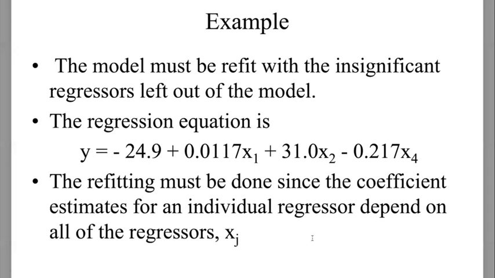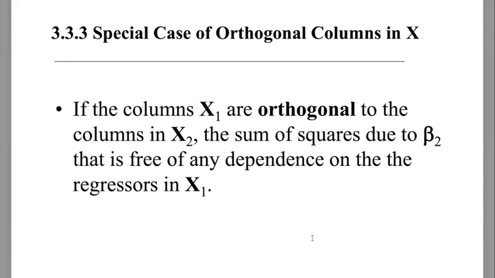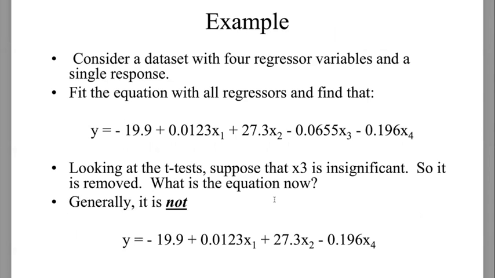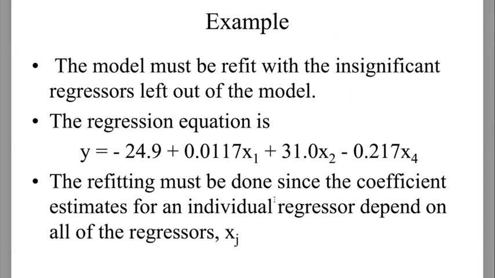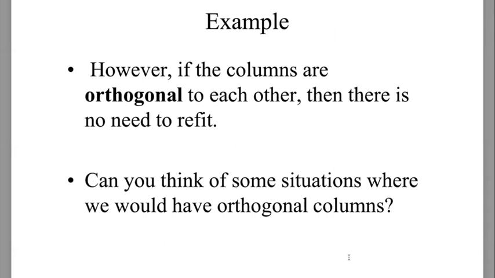And so when the columns in the X matrix are not orthogonal, and in particular, when we're testing hypotheses about a subset of those explanatory variables, if they're not orthogonal to the others, then you absolutely have to refit the model if you're going to drop one or more of those variables. However, if the columns are orthogonal, then there's no need to refit because those parameter estimates are independent of the other variables in the model.